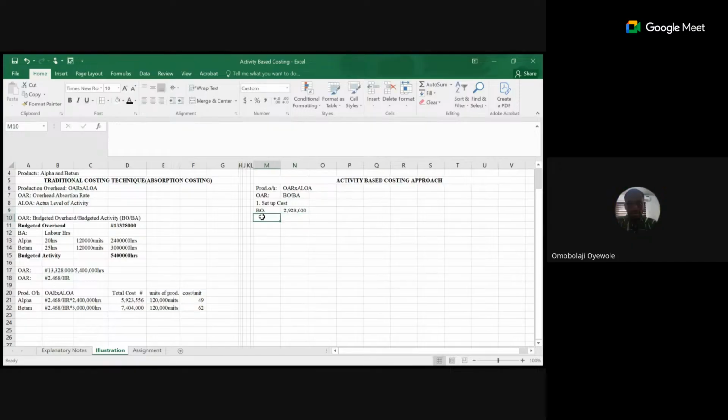Now we need our budgeted activity for setup cost. So how do we get our budgeted activity? It means that we now have to go product by product, right? What's the cost driver for your setup cost? Number of setups. So we indicate number of setups, for alpha and for beta.